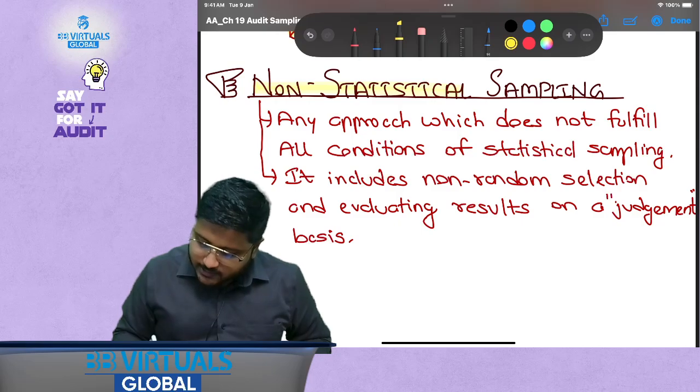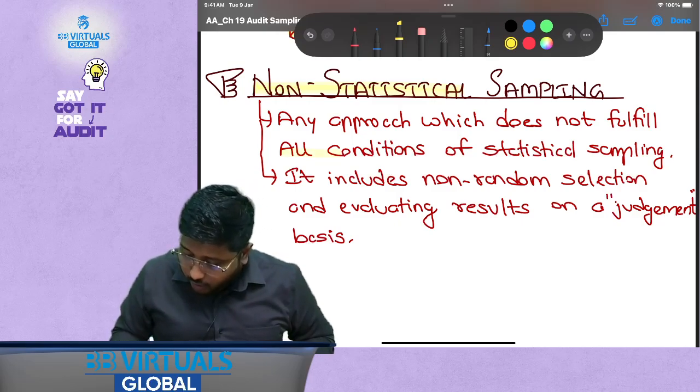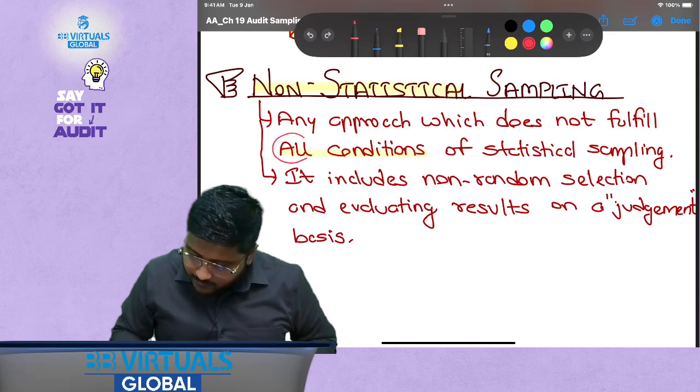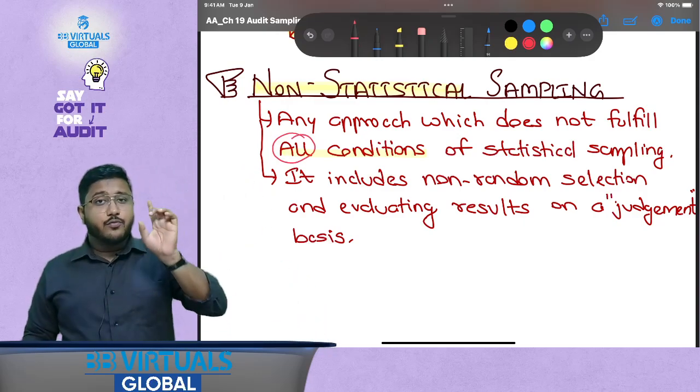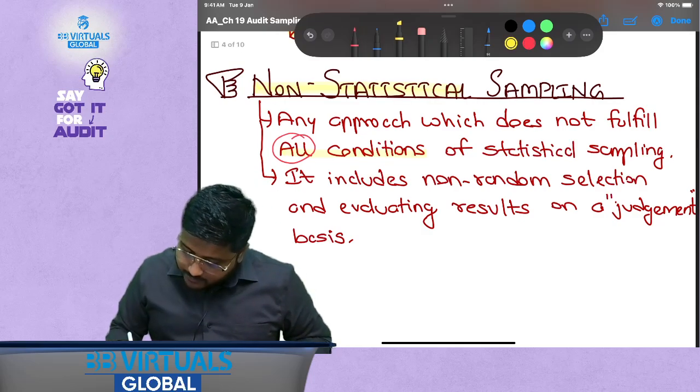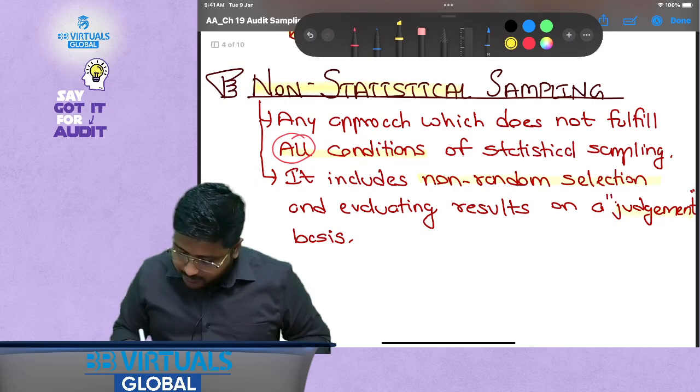Now non-statistical is any approach which does not fulfill all the conditions. Even if one is left out, will it be called non-statistical? Yes. Even if one condition is left out, it would be called non-statistical. Okay, it includes non-random selection and evaluating results on a judgment basis.